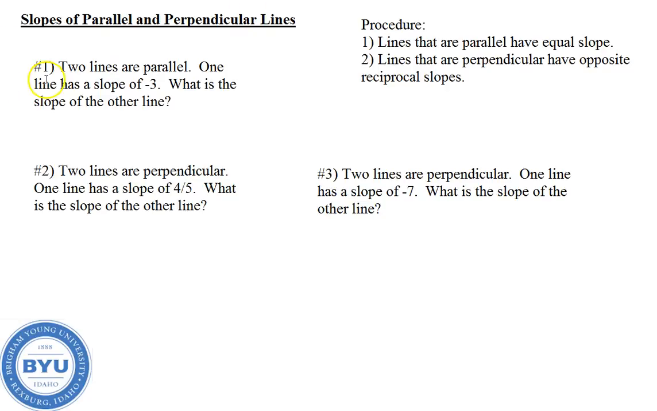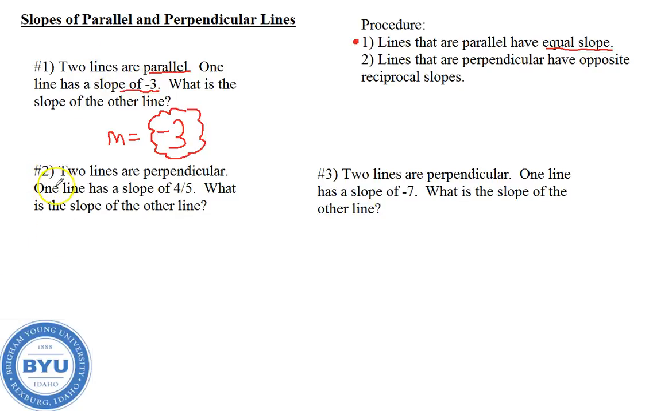Okay, here we go. On question number 1, we have 2 lines that are parallel. When they're parallel, they're going to have the same slope. So one line has a slope of -3. What's the slope of the other? Well, it would be the same. So our answer would be -3. Again, we use the letter M to represent slope. And because these lines are parallel, they would have the same slope.